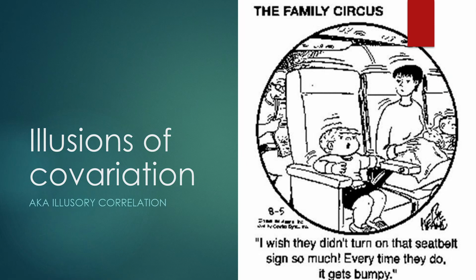Here's a cartoon from the Family Circus and the kid's flying and he says to his mom, I wish they didn't turn on that seatbelt sign so much. Every time they do, it gets bumpy. He's thinking that the seatbelt sign and the bumpiness are somehow co-varying in a causal way, right? Where he thinks that the seatbelt sign is causing the bumps, whereas we all know the bumps are causing the seatbelt sign.